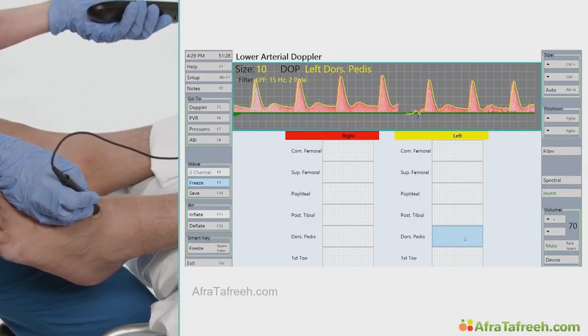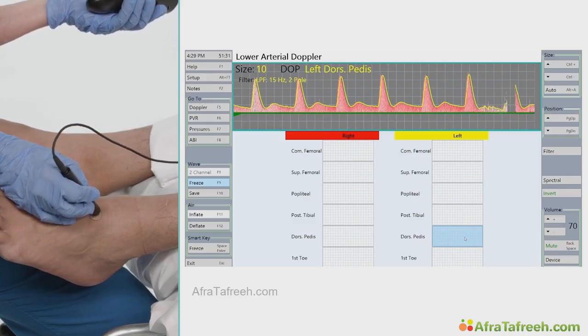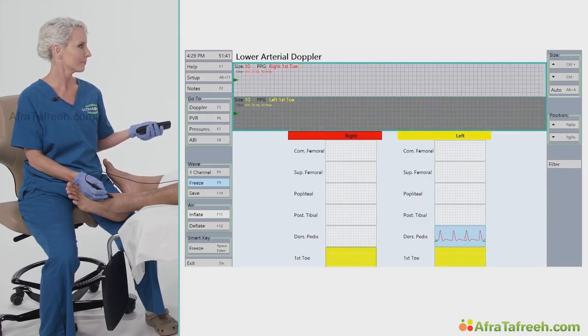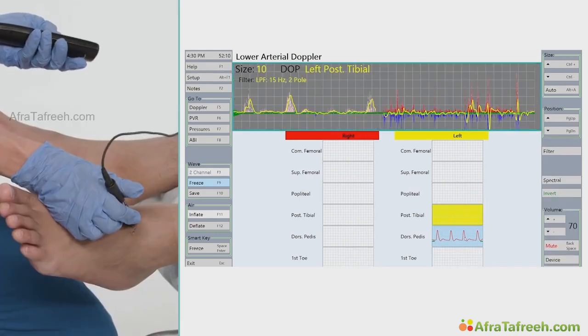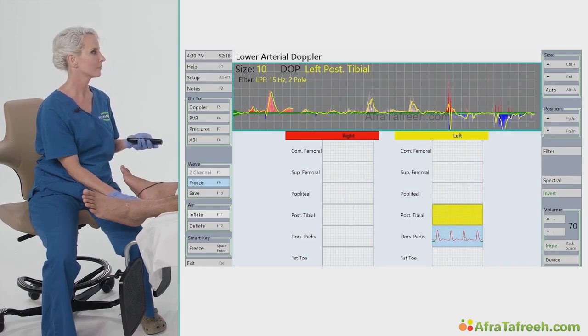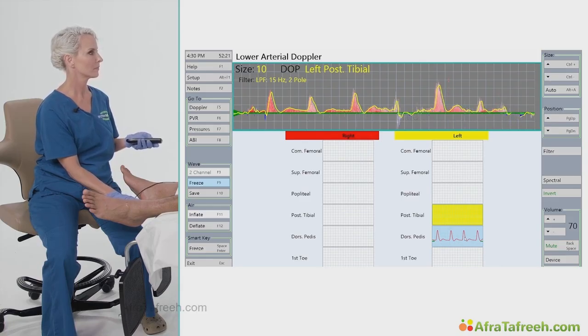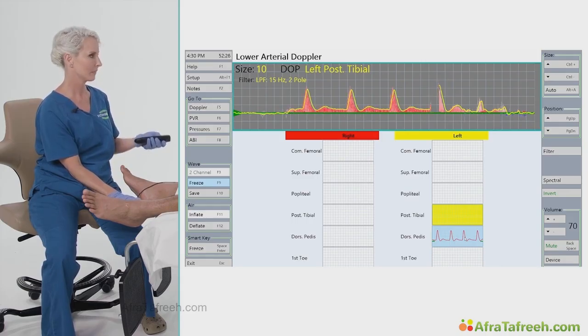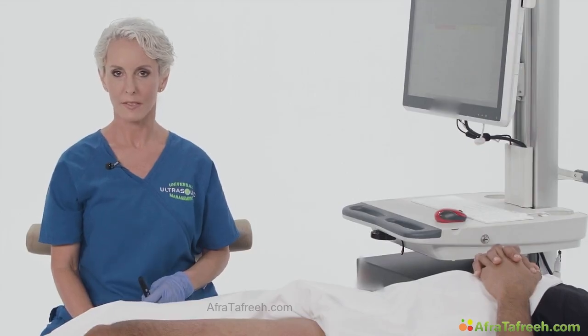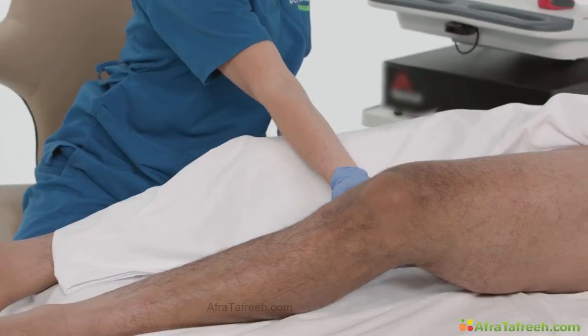Nice strong signal. Don't be too close to the edge of the vessel. Be in the center of the lumen. And simply freeze and save. Then you repeat the process for the posterior tibial artery. Moving the probe side to side to find the strongest signal possible. And freeze and save.